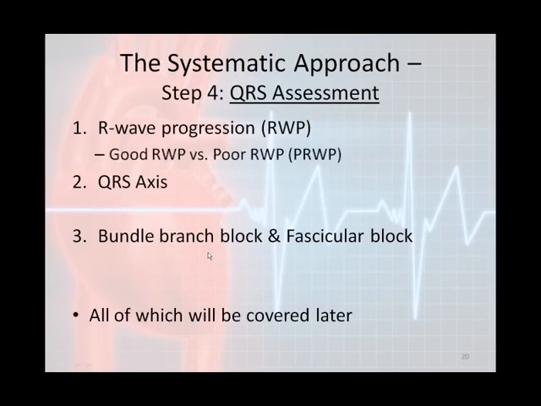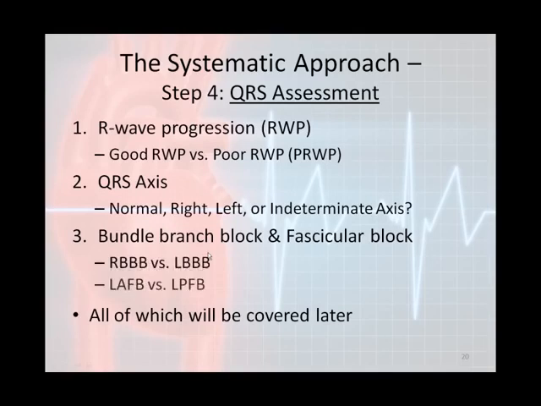For R wave progression, is it going to be good or poor R wave progression through the precordial leads? For the QRS axis, is it going to be normal, right, left, or indeterminate? And for the bundle branch blocks, you can have a right versus left, and you could also have anterior versus posterior fascicular blocks.